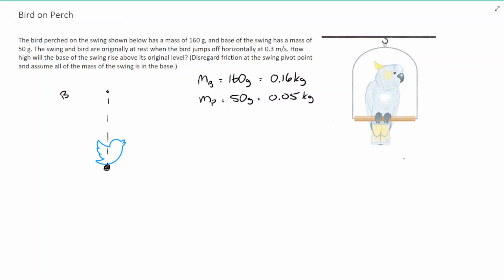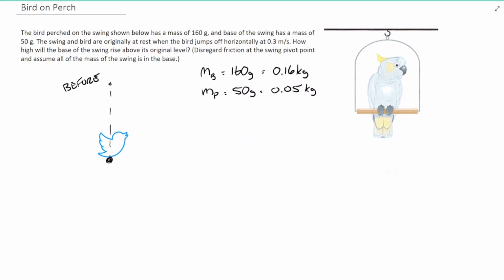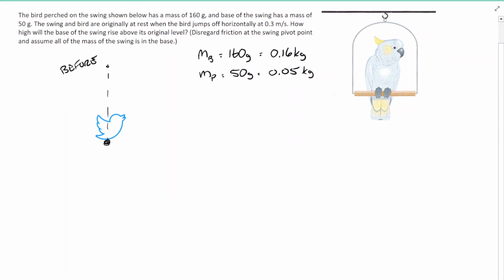This is before a collision occurs. And in this case, it's not really a collision, right? It's kind of the opposite of a collision. I like to call it an explosion, right? You really have two things that are together that are going to be apart after the collision. So this is before, and now let's draw that same situation after that bird has leaped off.